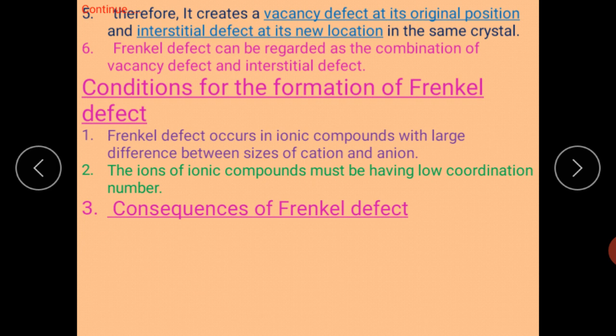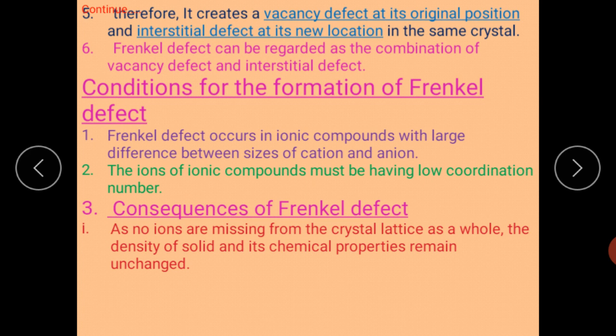There are three consequences. First, as no ions are missing from the crystal lattice as a whole, the density of the solid and its chemical properties remain unchanged. In this defect, ions are not missing from the crystal lattice and therefore they are only moved to the interstitial position within the crystal. Hence, density as well as chemical properties of the crystal remain unchanged.